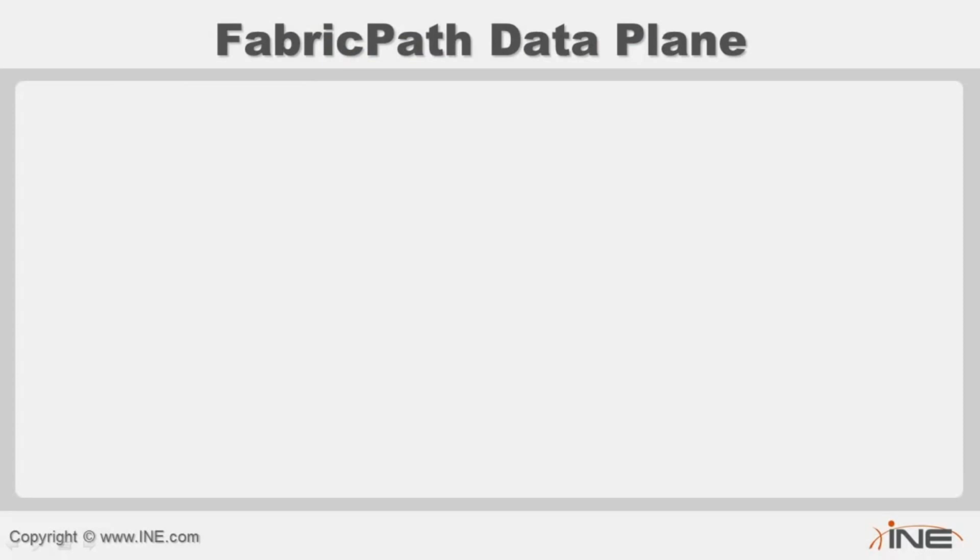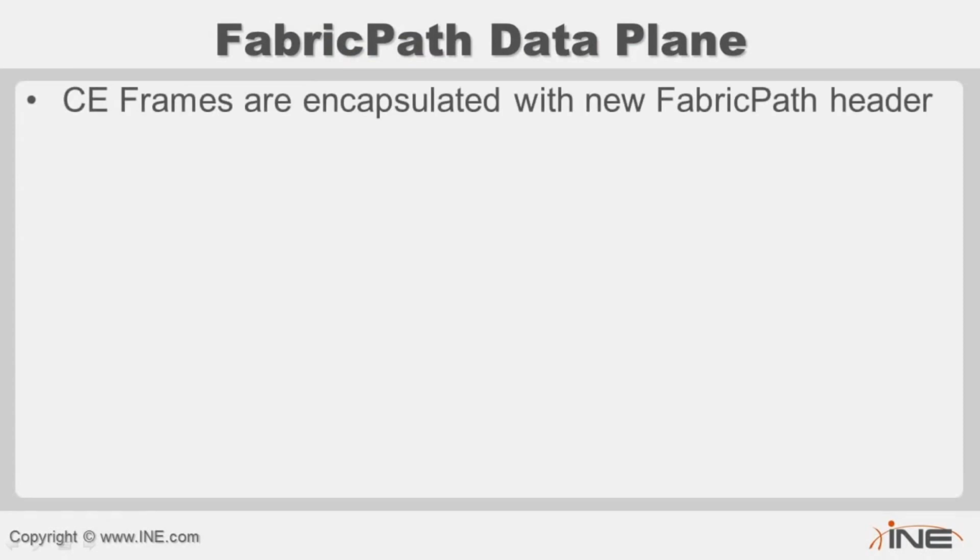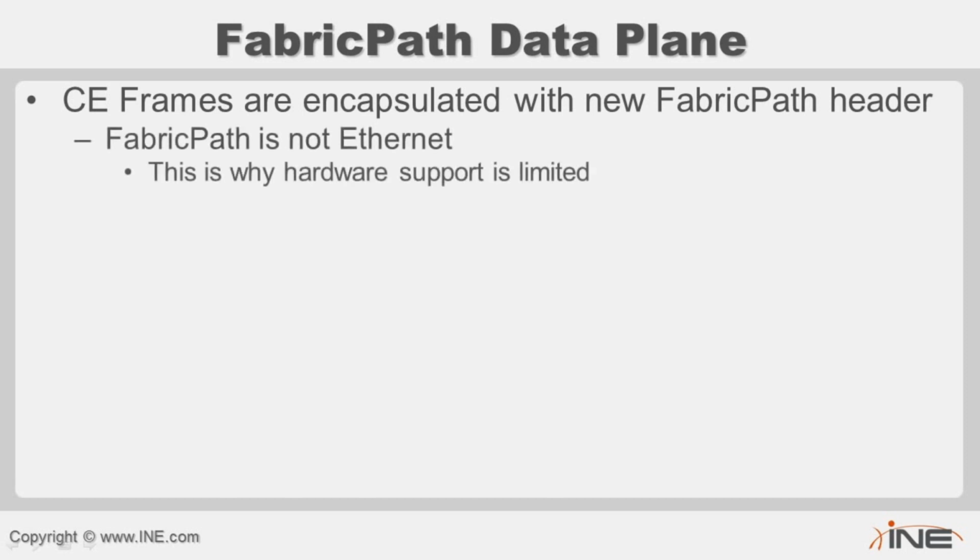So we're going to be receiving frames in from the classical Ethernet domain, and then we're going to be performing an additional encapsulation. This is with the specific FabricPath header. Now, the key to understand here is that FabricPath is not Ethernet. And this is the reason why there is limited support on the hardware platforms of which devices can run FabricPath and which devices cannot run FabricPath. Because we're not doing Ethernet in Ethernet tunneling, we're doing Ethernet in FabricPath tunneling.